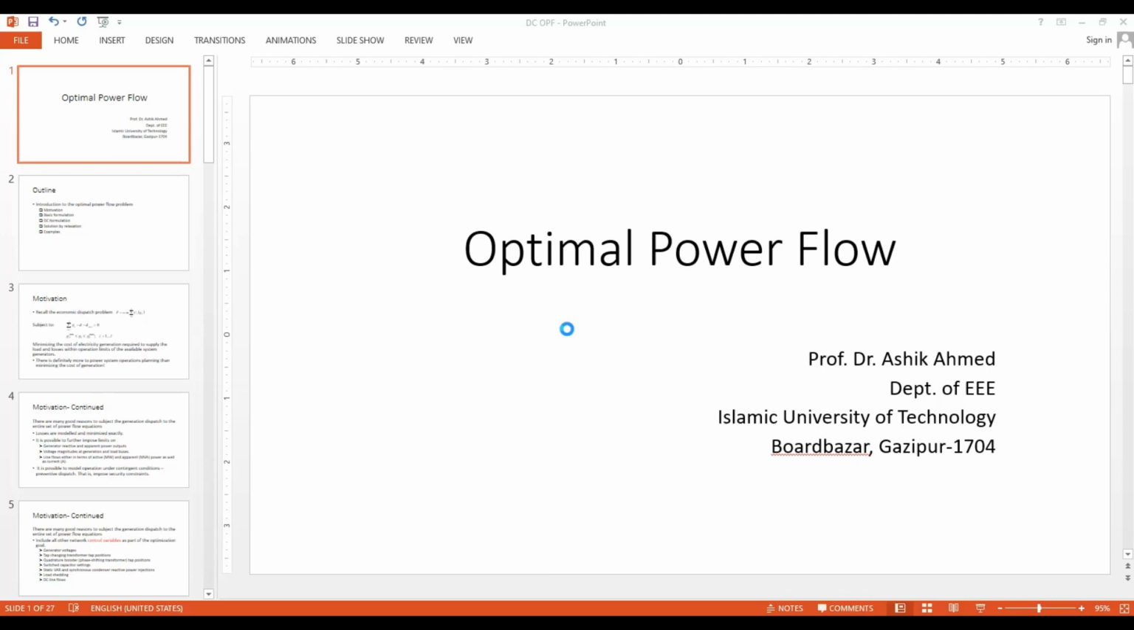And next we will shift our focus specifically to the DC type of formulation for OPF. In short, we will call it DC OPF, so DC optimal power flow. This is one variant of the original AC optimal power flow. Before starting the formulation of the DC optimal power flow, we'll also discuss why we are shifting our focus from AC optimal power flow to a more specific one like the DC optimal power flow.